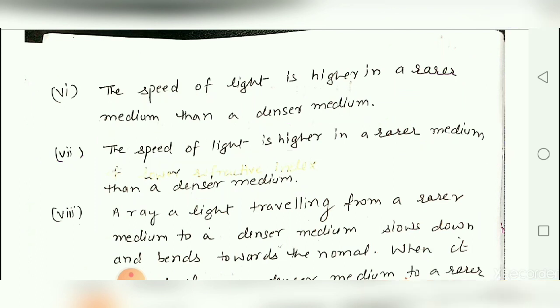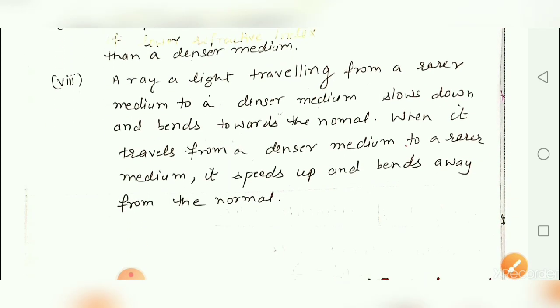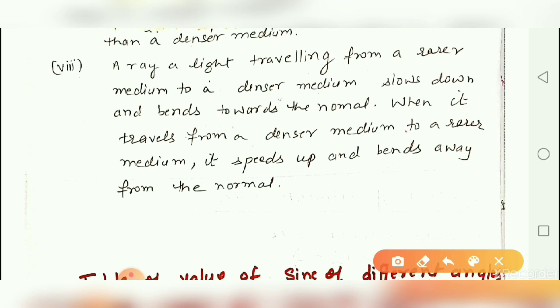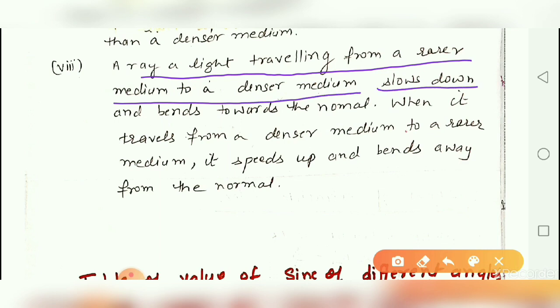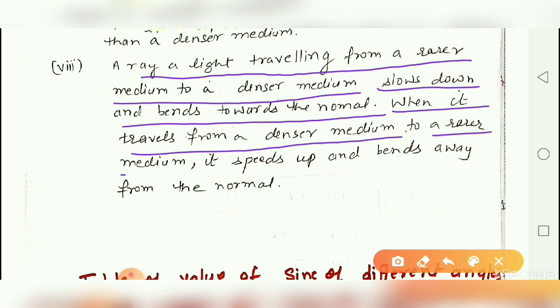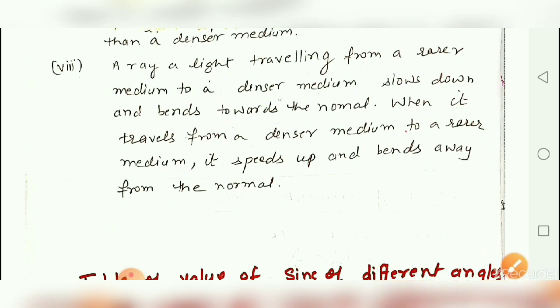Now next point is a ray of light traveling from a rarer medium to a denser medium slows down and bends towards the normal, and when it travels from a denser medium to a rarer medium, it speeds up and bends away from the normal. So these are the points which you have to keep in your mind while solving the numericals.